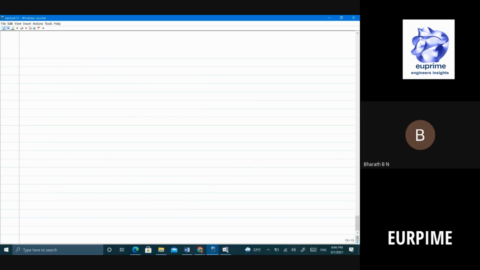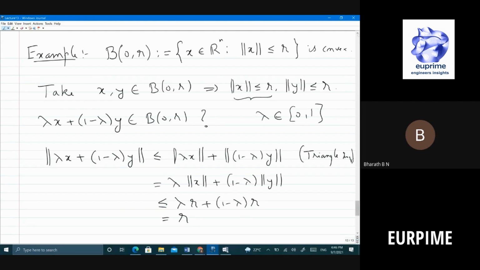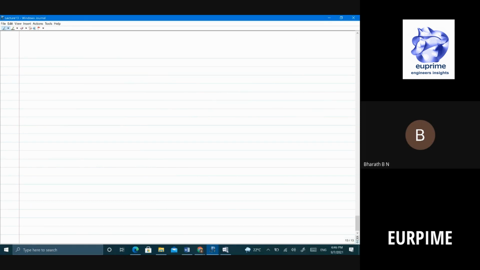Anything else? Okay. So there are many other sets which give us a convex set. We will see many more such sets as we move forward. Now let me give you one more example, which is definitely convex, but it is much more than convex. Let's look at this.